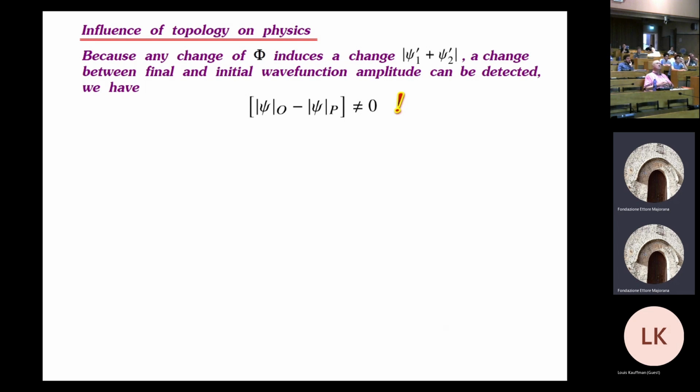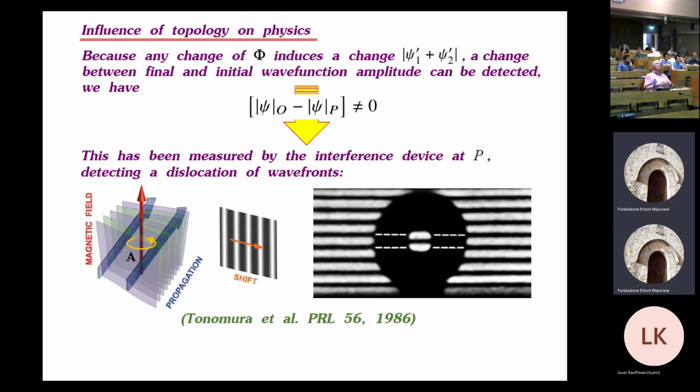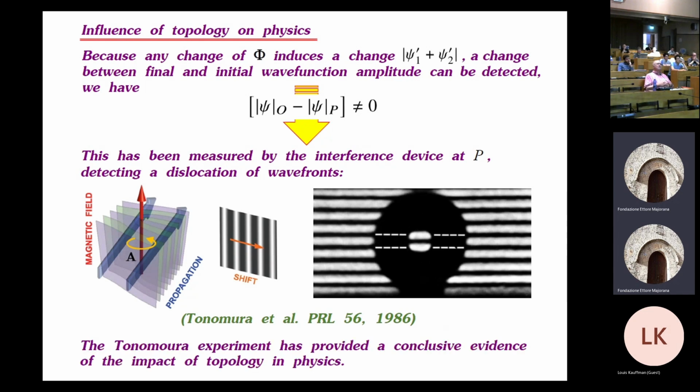So this is the idea, to check the difference in amplitude, and indeed there is a difference, and this has been measured by an interference device. This is the work of Tonomura, PRL 86. So you see the propagation of electrons, etc., and then the shift in the device.